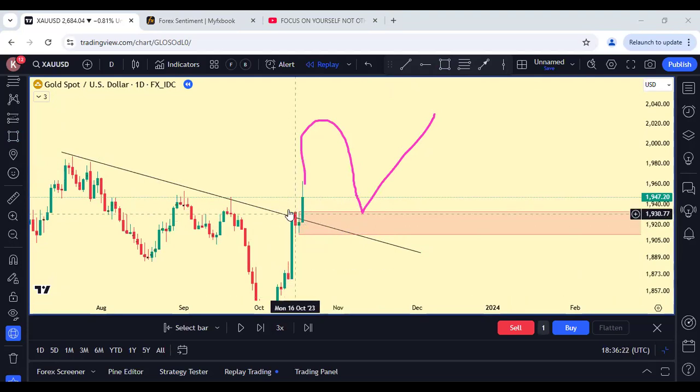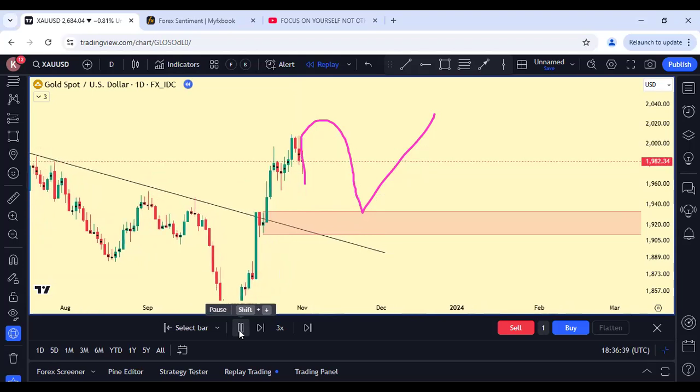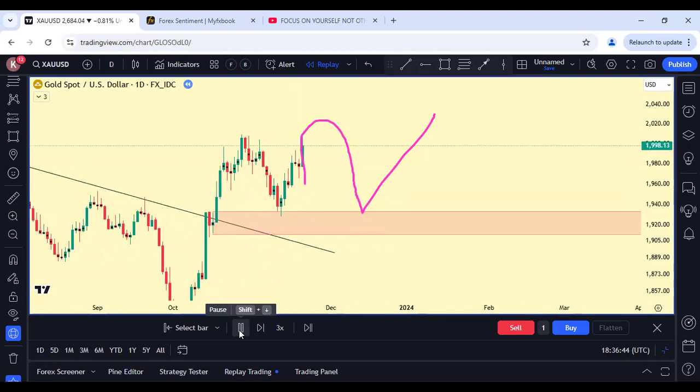Because the trend line is already broken, after the trend line has been broken, we have what we call a distribution candle, which is this big candle. So let's play further and see what happens. This zone right here is a future zone.